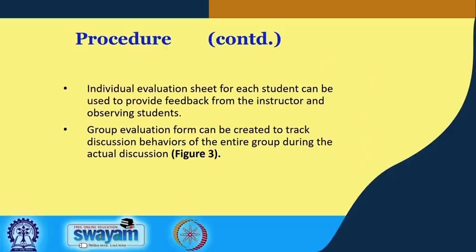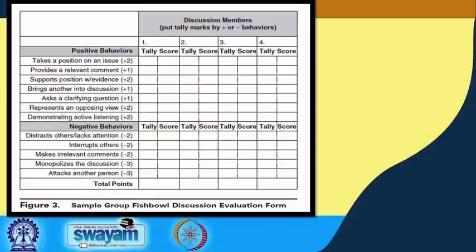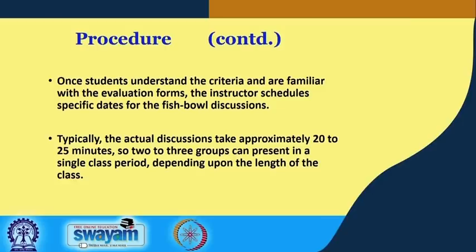Apart from the individual evaluation sheet, we have a group evaluation form as well, and that can be for the 7th or 8th member of the team who are observing the bowl of the fishbowl discussion. This is figure 3, and it shows the sample group fishbowl discussion evaluation form. As we saw in figure 1, we have positive and negative behaviors on the sheet. Now, once you have understood the criteria, I hope you have understood the criteria.